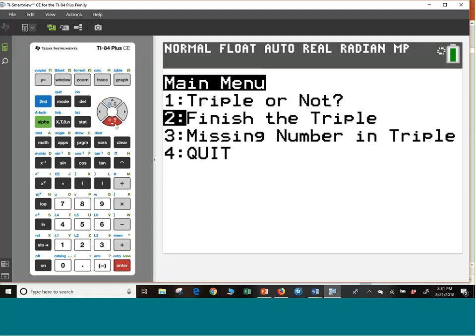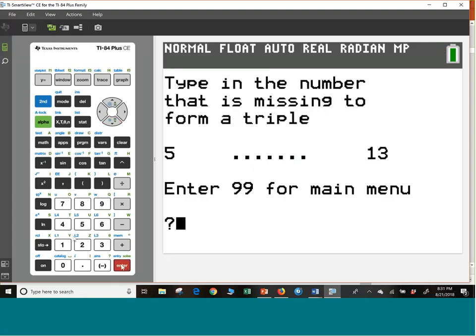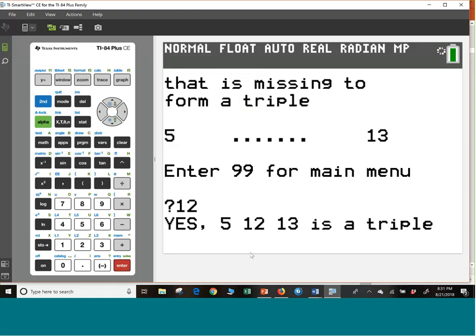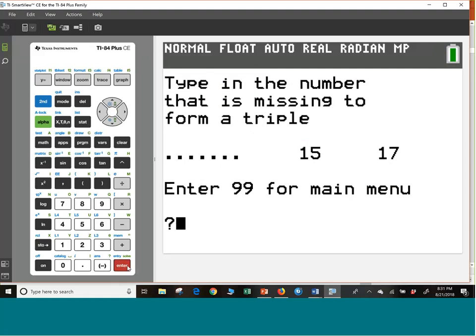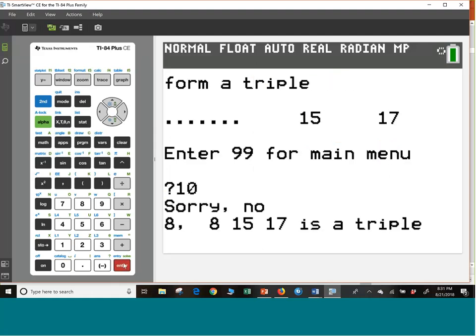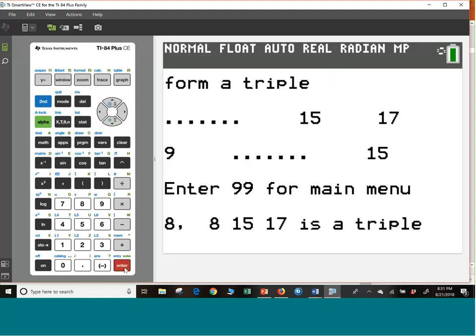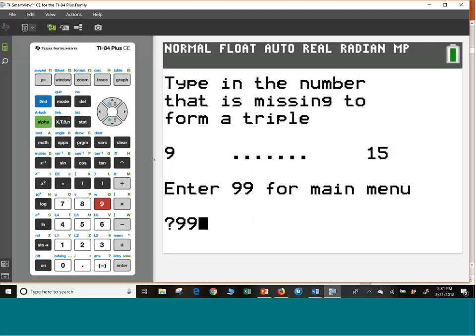The missing number in the triple, this is a little bit another level up, I think. 5, what, 13? And of course, if you put in 12, yes, you're correct. You get reinforced there. Something, 15, 17, I'm going to go with 10 because I'm not really good at this. And so, no, sorry, it's 8, and so on. So I'm just going to go ahead and go to the last part.